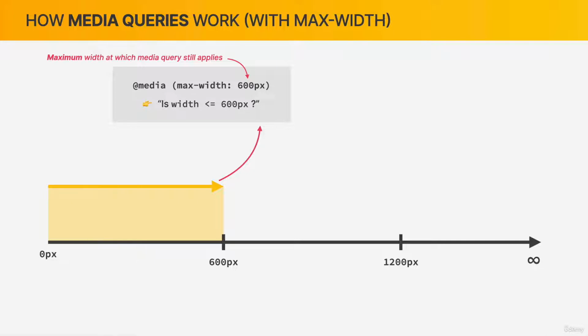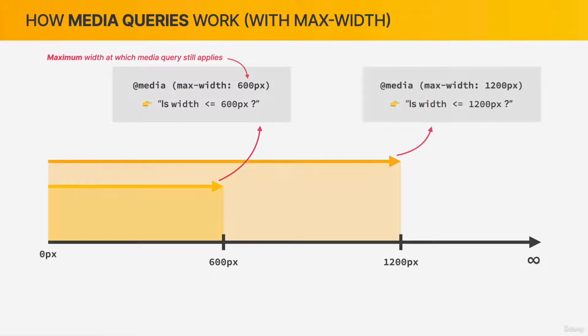Alright? Now let's try another one, because of course we can create more than just one media query. So for example, if we wanted to cover the space from 0 to 1200 pixels, we would write a media query like this. So now we have max width 1200 pixels, and so this media query basically asks the question, is the width less or equal than 1200 pixels? And so if it is, then of course this code that is in this media query will be applied.